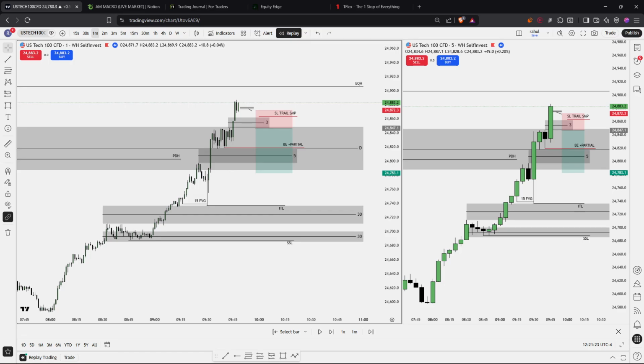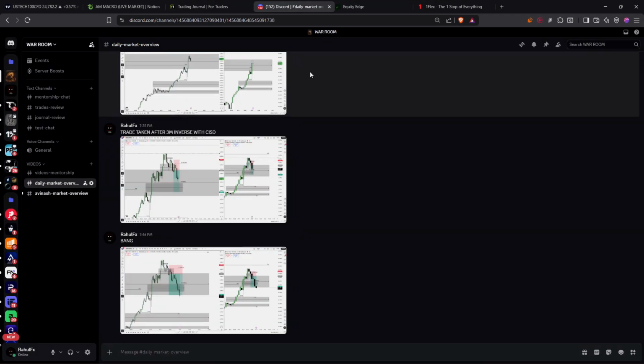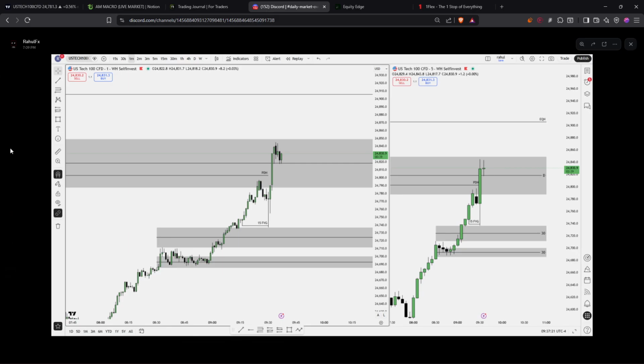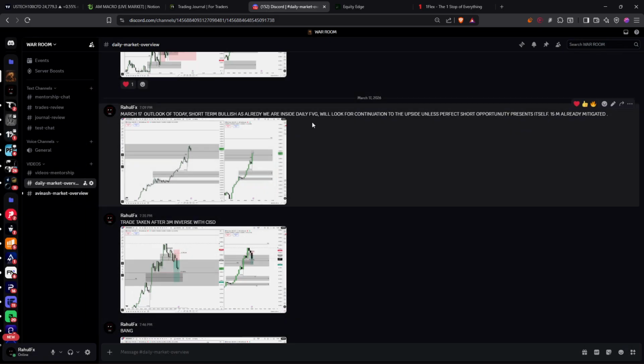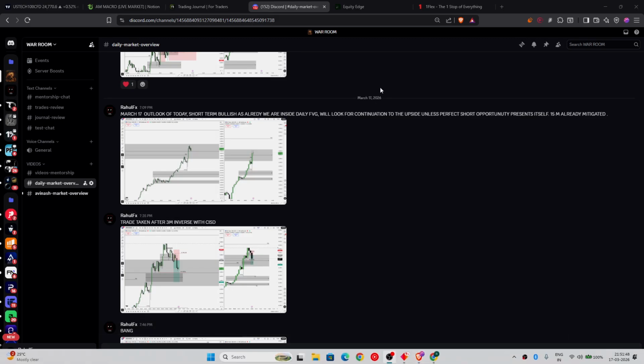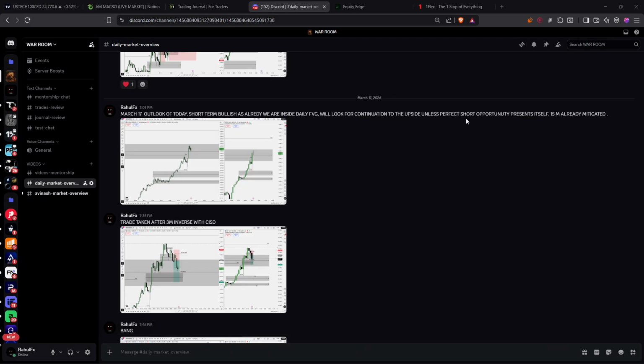So going on to the day, I had a pretty bullish bias, as you can see in my daily market overview. If you see here, March 17th outlook for today: short term bullish, as we are already inside a daily FVG and we look for continuation to the upside. That was my view for starting today.